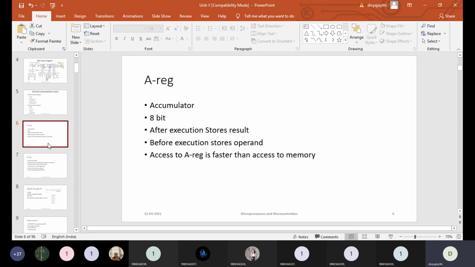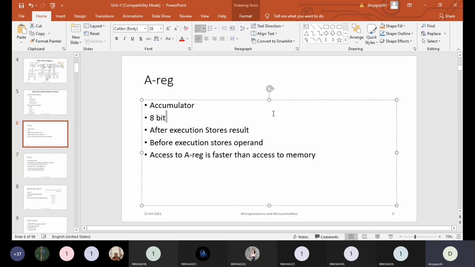So before the execution, what does the accumulator store? See, here I'm just writing one simple example. Try to understand that. MOV AX, BX. Now just see that after the execution, here there is nothing to be executed. Here you are just transferring the data. That means before the execution, the accumulator will store the operand.